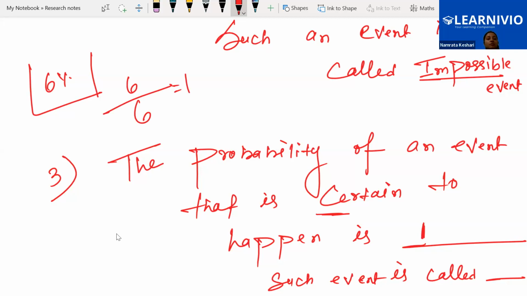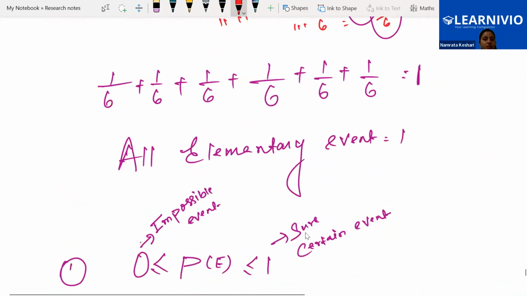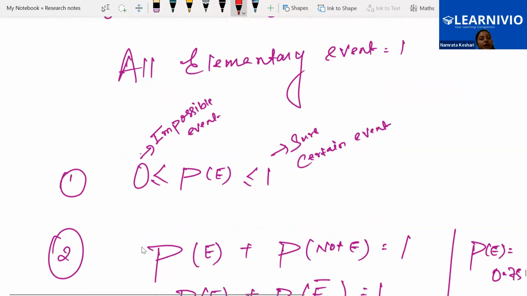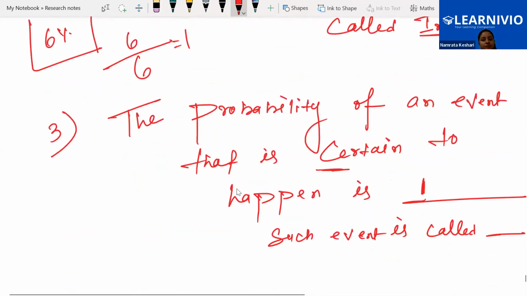And that event is called a sure or certain event. Here I have written 1 means sure or certain event. 0 means impossible event. And anything in between is just a number representing the probability. Getting it? You can write sure event. You can write certain event. Both are correct. Any confusion over here?